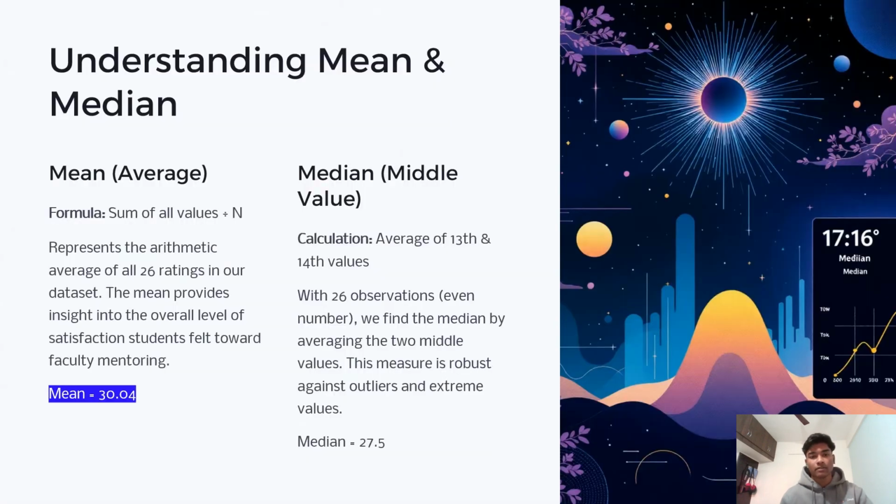Understanding mean and median. Mean. The mean is simply the average of all the values. For our 26 ratings, the mean comes out to 30.04, which gives us a general idea of the overall satisfaction level among students. Median. Since we have an even number of observations, the median is the average of the 13th and the 14th values. The median for our data is 27.5. What's interesting is that the median is less affected by extreme values, making it a more stable indicator of the typical rating.